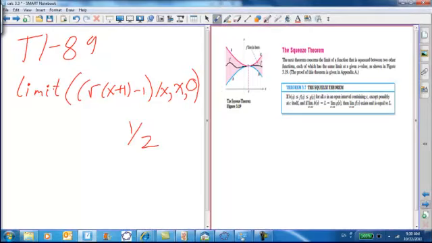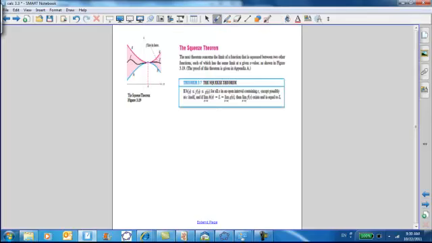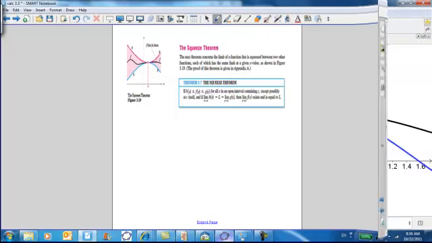Finally, we're going to look at something called the squeeze theorem, which is this idea that if one function can get in between two other functions, and the two functions that are bounding it approach the same limit, then that squeezed function will also approach that limit. And I want to illustrate this with GeoGebra.